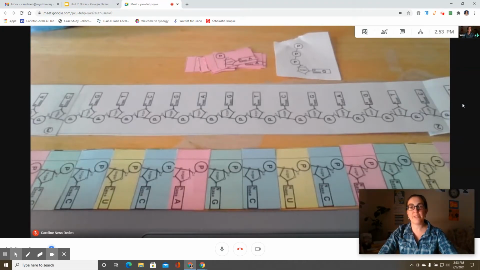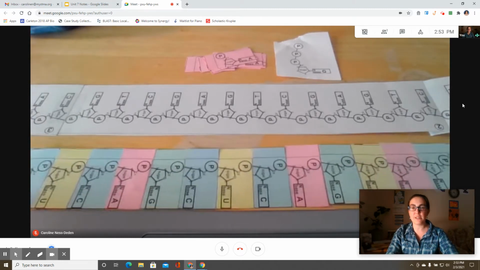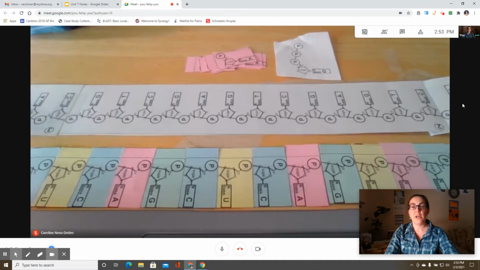Hello, AP Bio. Today we are going on to the next part of the process of protein synthesis. Today we're actually kind of in between. We did transcription yesterday, but if you remember where we left off, our messenger RNA strand that we made was not totally finished. It was what we call a pre-mRNA. So today we're going to talk about how the messenger RNA gets finished off.